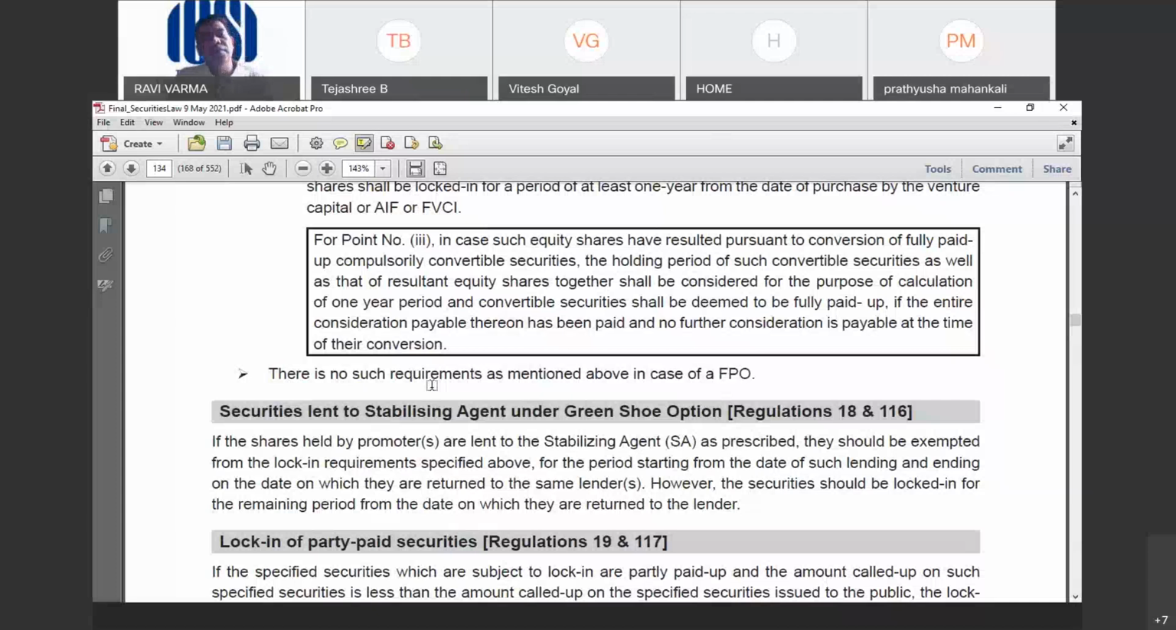See, say for example, the 15,000 shares which I gave as the example, if they have been given by the promoters during the IPO, that okay, you take this minimum 15,000 shares which are required to stabilize the market, they are giving it to the lender, right? Then for them also the lock-in will start, otherwise there will be no lock-in. Please do write: there will be a lock-in only if it is held by the promoters and lent to the stabilizing agent, then the lock-in will start. Right?